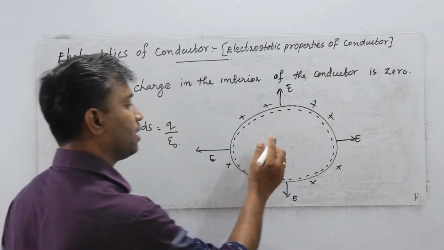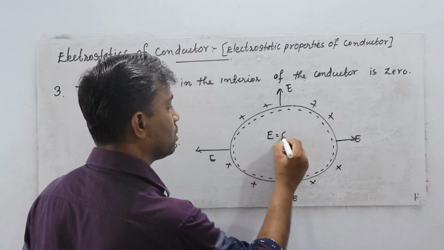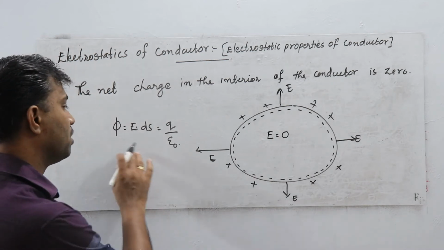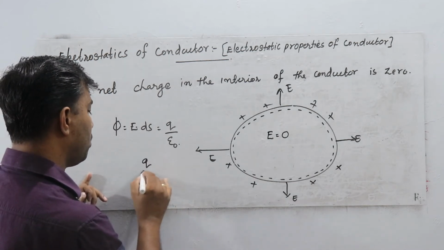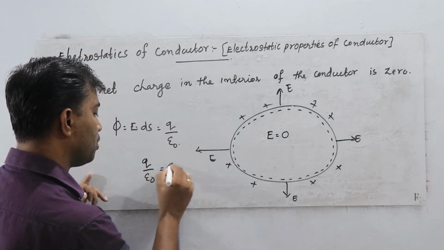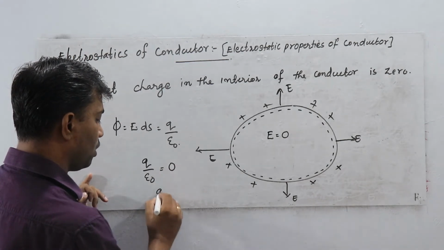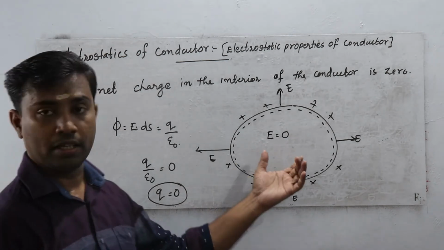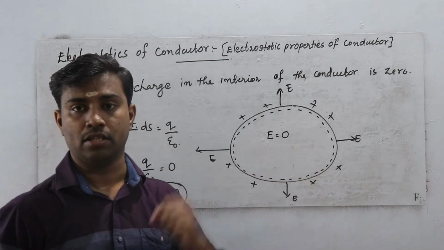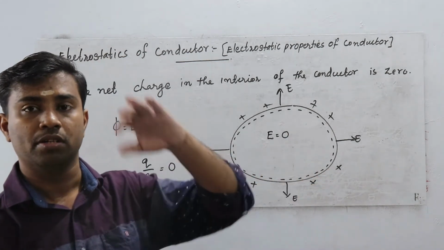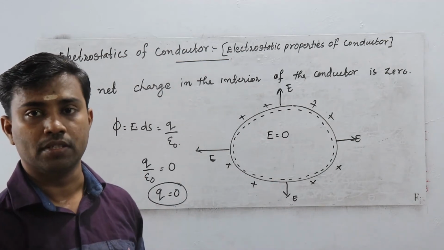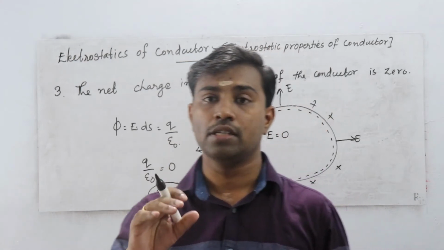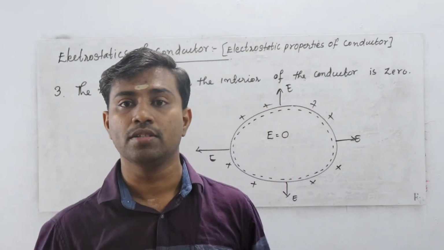But inside the conductor, electric field is 0. So based on this equation, we can write Q by epsilon 0 is equal to 0. So we can write Q is equal to 0. That means inside the conductor there is no excess charge. All the charge is present on the surface. Is it clear? So here we found that the total charge inside a conductor is 0.